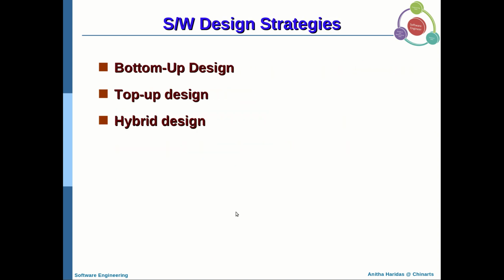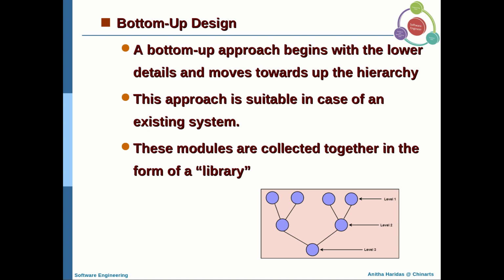Now, in this video we are going to talk about the three different types of software design, or we can call them the three techniques used for software design. It includes the bottom-up approach, the top-down approach and hybrid design. Let us see what a bottom-up design is. When you take a bottom-up design, the approach begins with the lower details and it moves up the hierarchy.